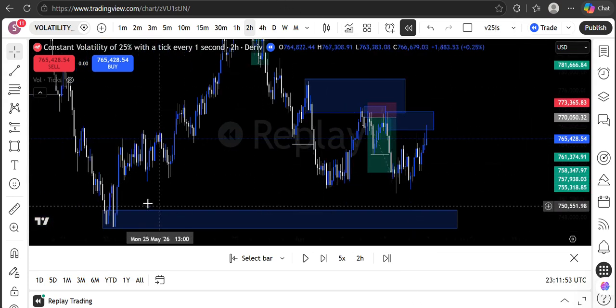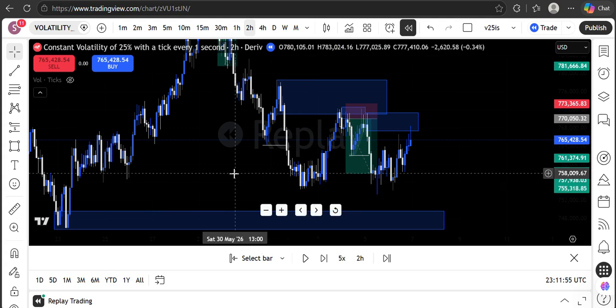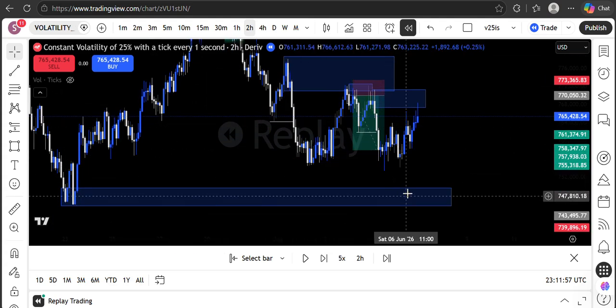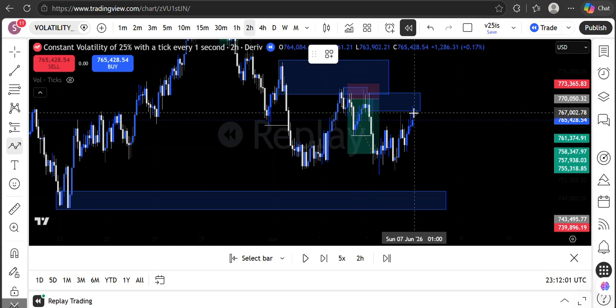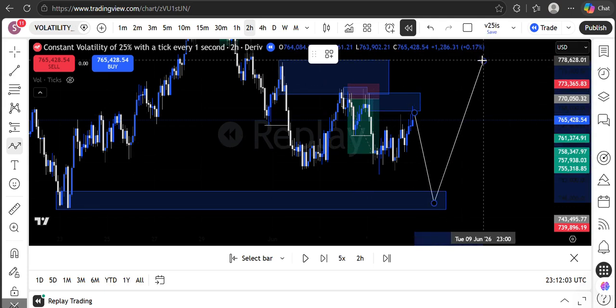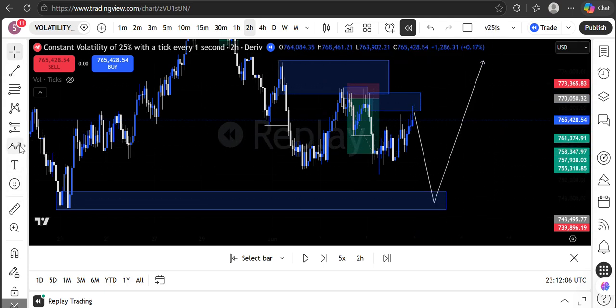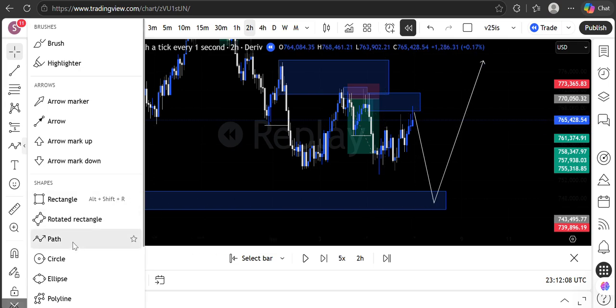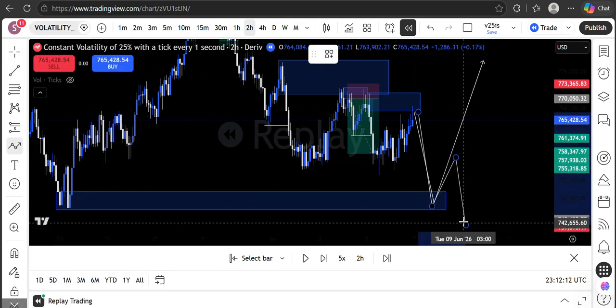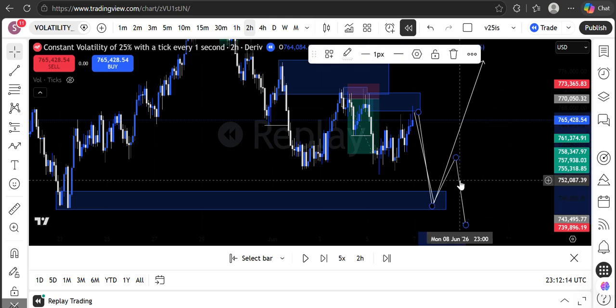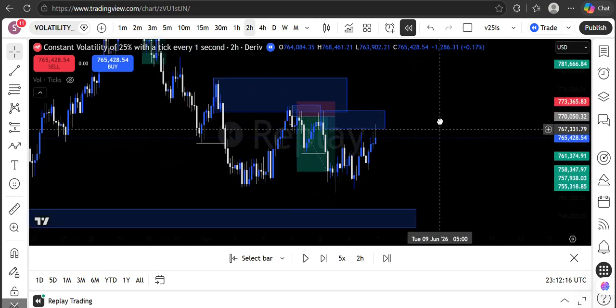All right, so we still have this zone down here, of course the demand zone. We're expecting price to come and maybe get to this zone, maybe in the future, and then go up. Price can also get here and then choose to continue going down further. So that's just by the way.